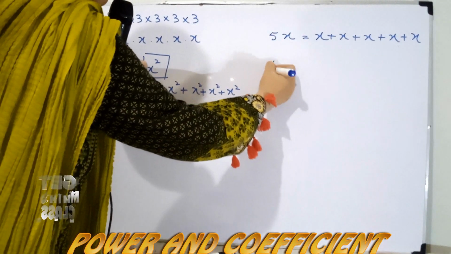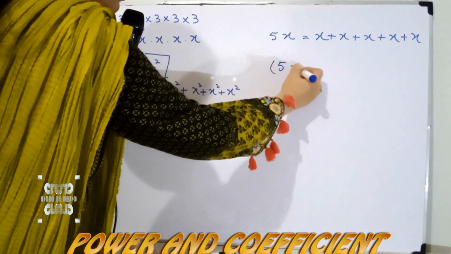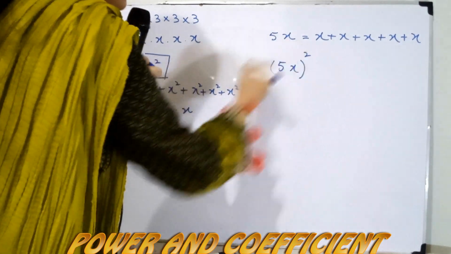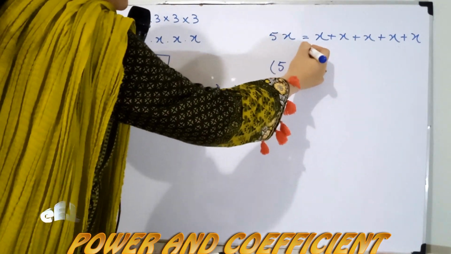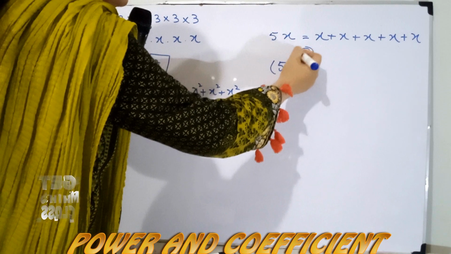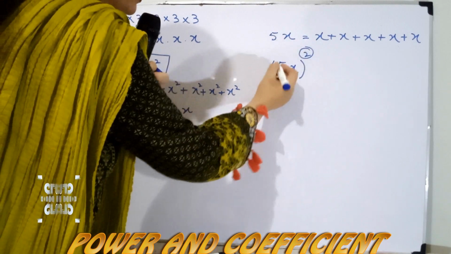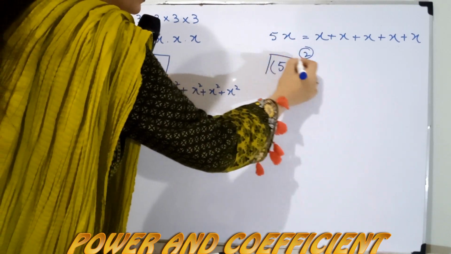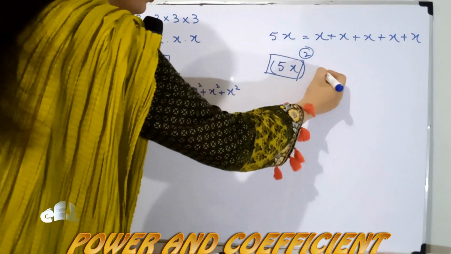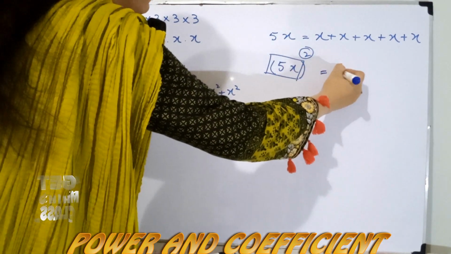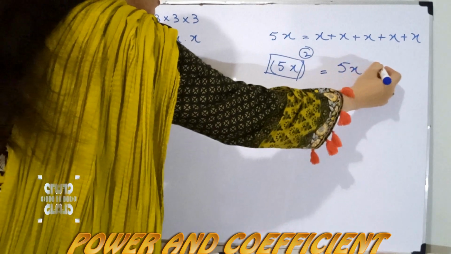Here if I have the same number enclosed in the bracket and the power is outside the bracket, I will explain this number with respect to power. Power shows the number is multiplying itself. So here the basic number is considered as 5x because the power is outside the bracket. So the basic number 5x is multiplying itself 2 times.